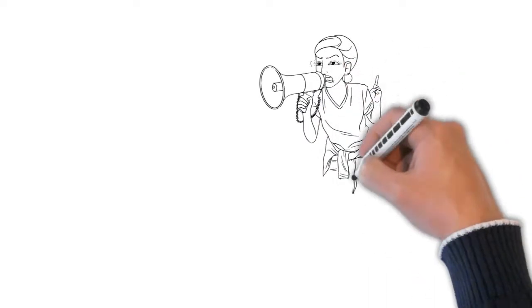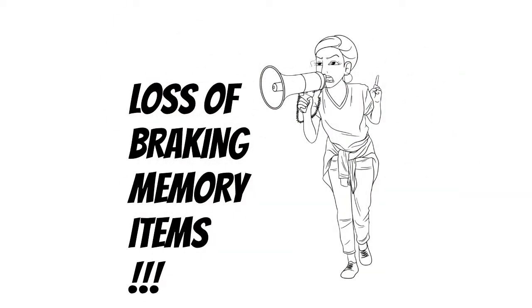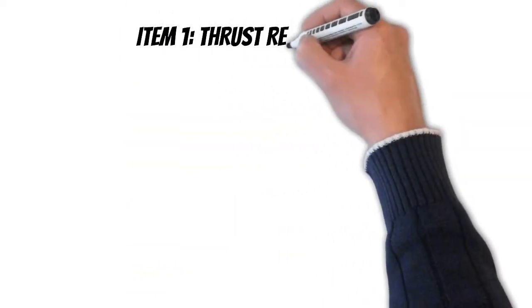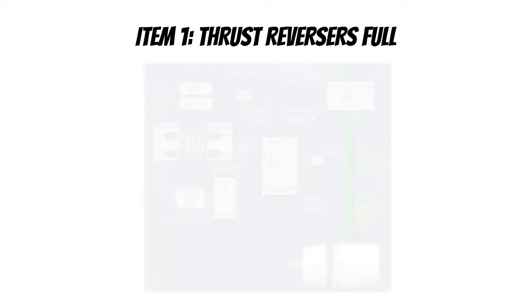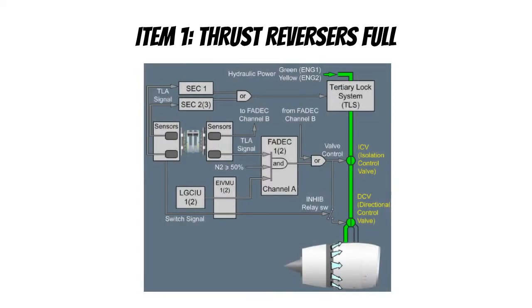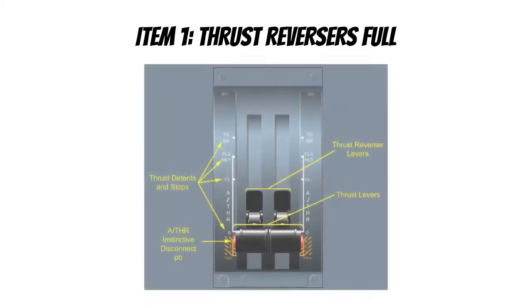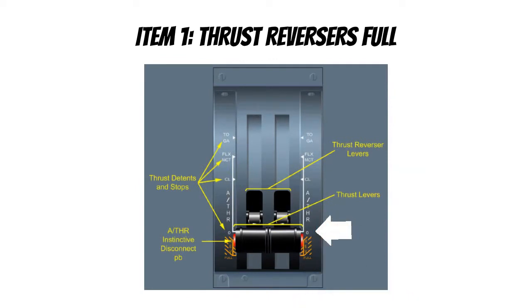Initiation of the loss of braking memory items is the loss of braking callout. Let's do a review of all items step by step. Reversers set maximum. Comments: if needed, full reverse thrust may be used until coming to a complete stop. Below 70 knots, when the flight crew considers that the aircraft can stop on the runway, the flight crew should set idle reverse thrust. Unless required due to an emergency, it is recommended to avoid the use of high levels of reverse thrust at low speed, in order to avoid engine stall, foreign object damage or excessive EGT.